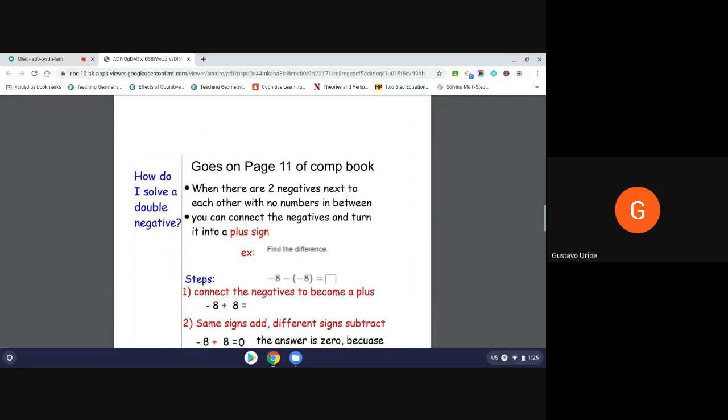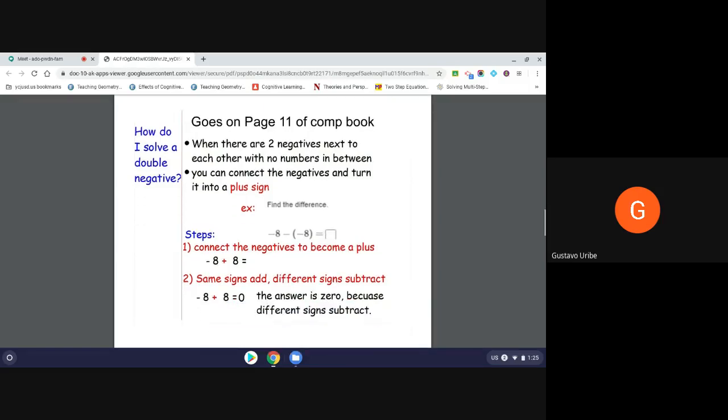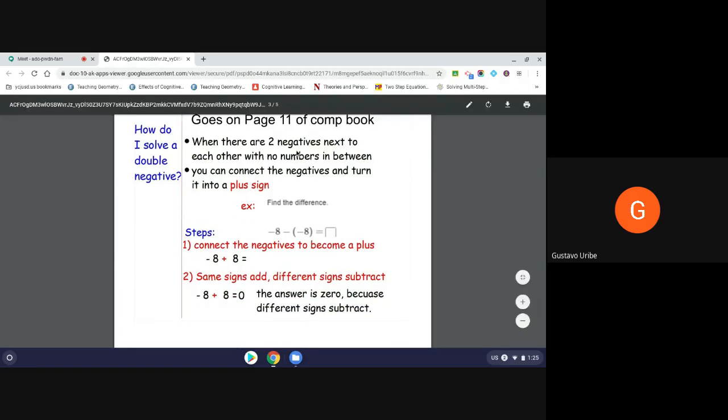How do I solve a double negative? So we've been going over this now for at least last chapter we started going over it. Remember, when there are two negatives next to each other with no numbers in between, that is a double negative. So my example is right here. There's two negatives right next to each other with no numbers in between them. So in between them, you have a parenthesis, but that's not a number.